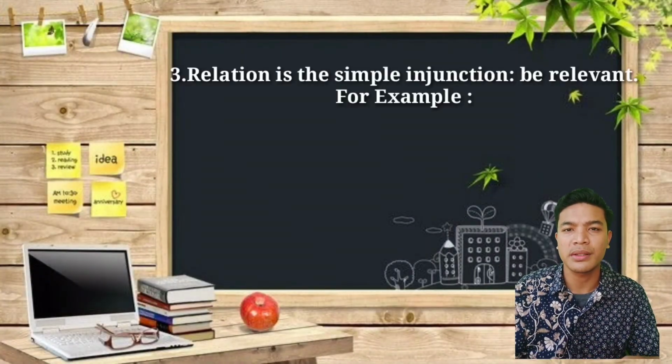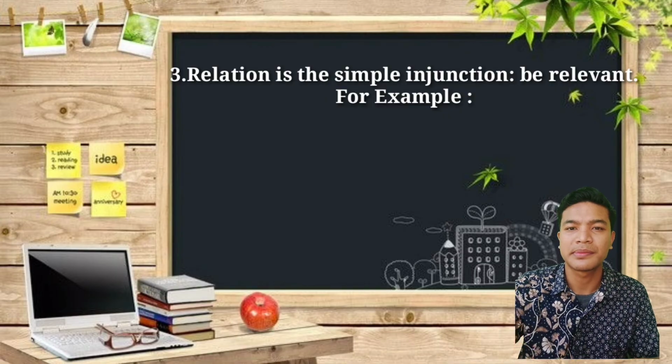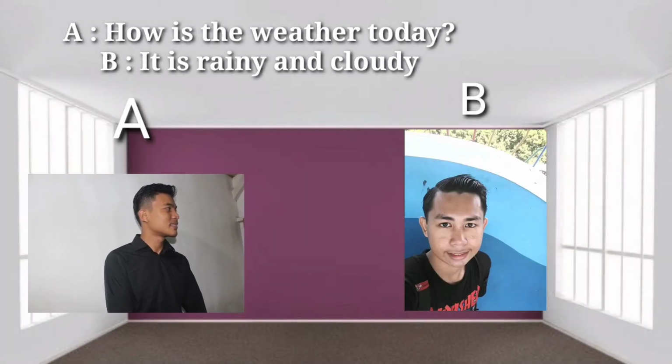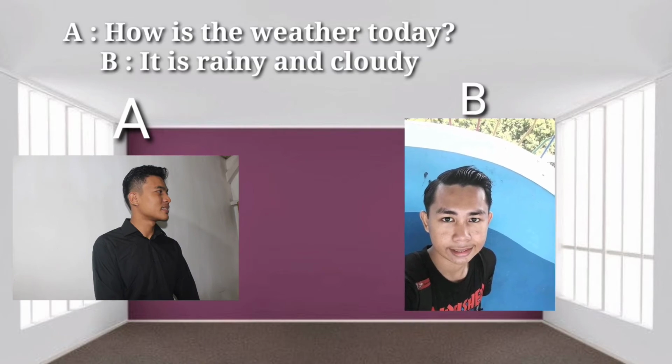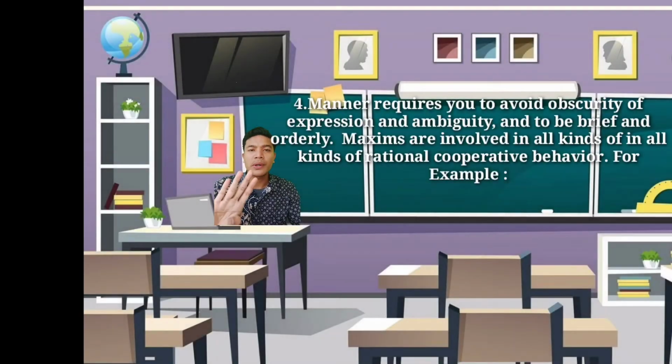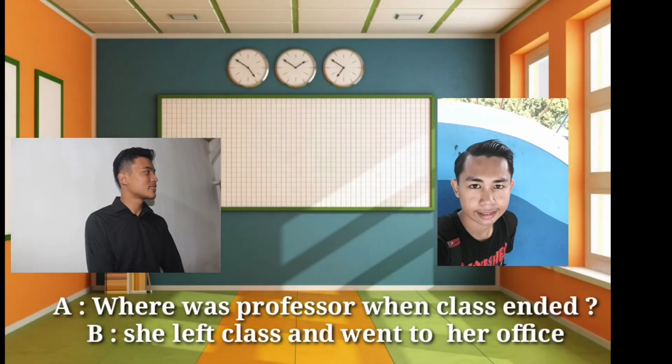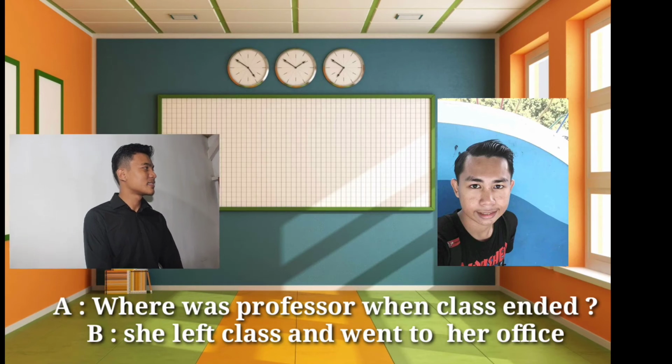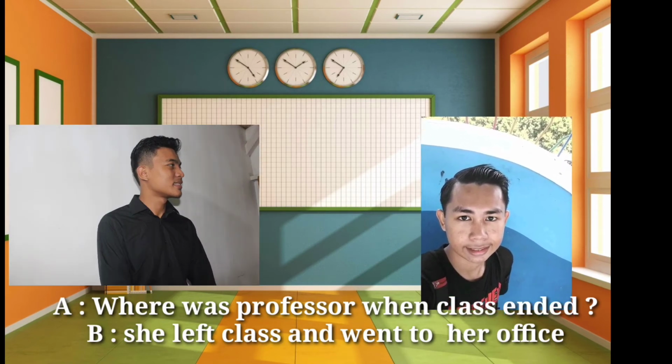3. Relation is the simple injunction: be relevant. For example, how is the weather today? It's rainy and cloudy. 4. Manner requires you to avoid obscurity of expression and ambiguity, and to be brief and orderly. Maxims are involved in all kinds of rational cooperative behavior. For example, where was the professor when class ended? She left class and went to her office.